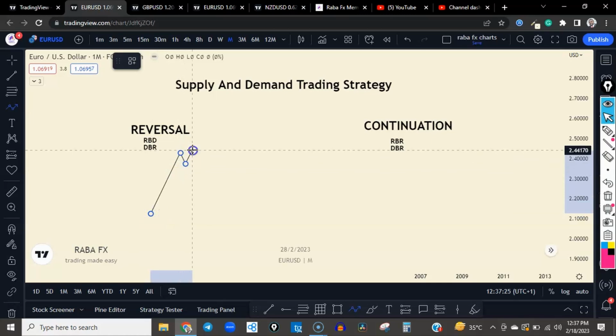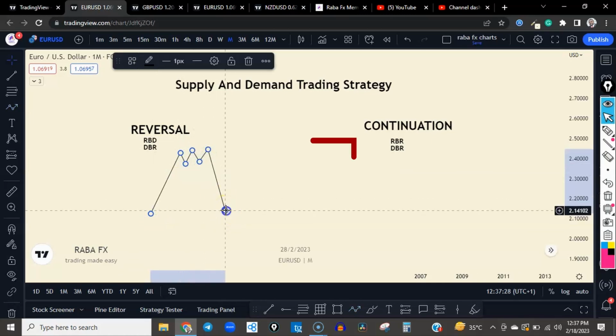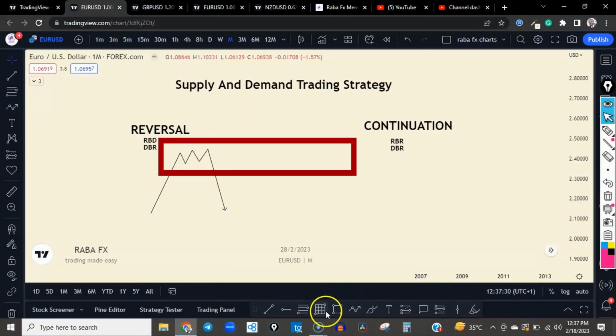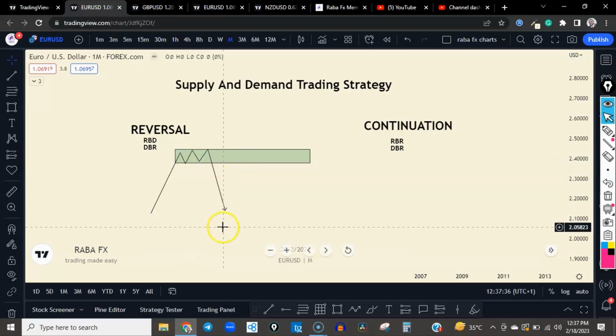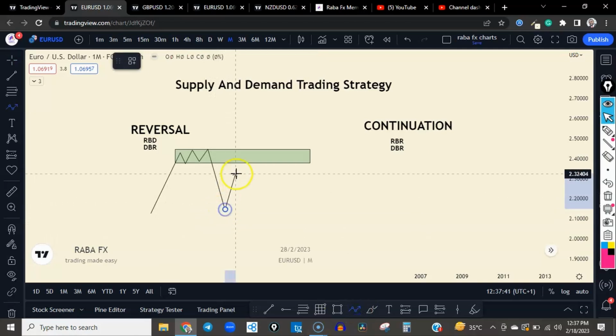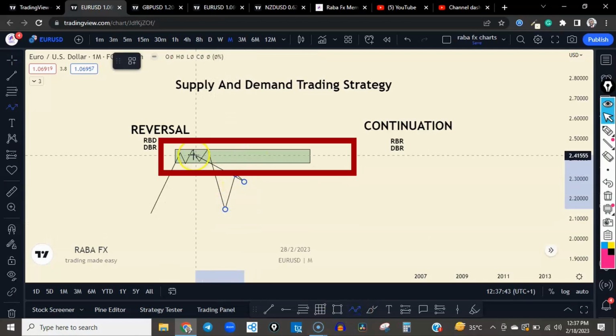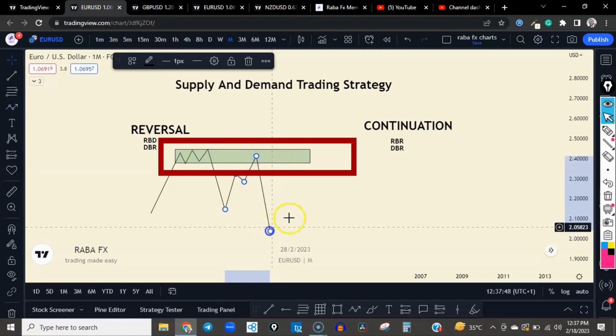Rally, we have a base, we have a drop. Now this base here is your area of distribution, manipulation of the eye, and a break of structure to the downside here. So when price comes back to the base, as a supply and demand trader, you trade on the base. When price comes to the base, that's where you take your entry.